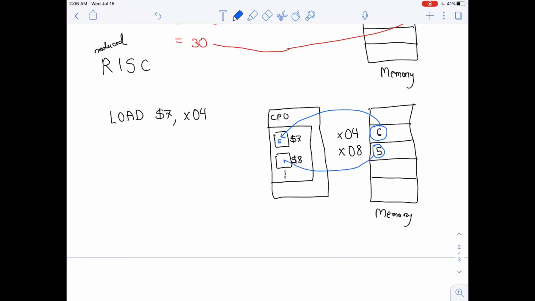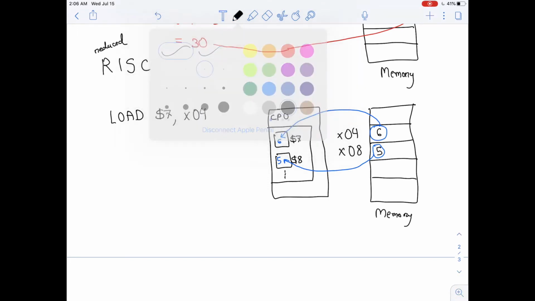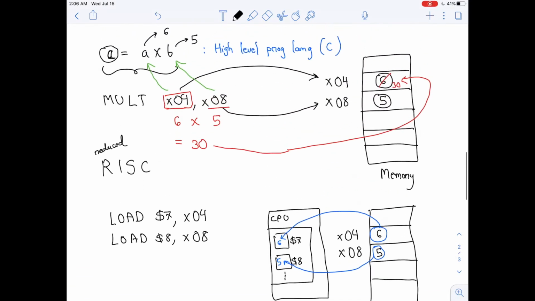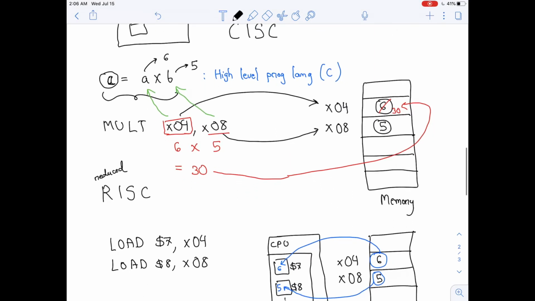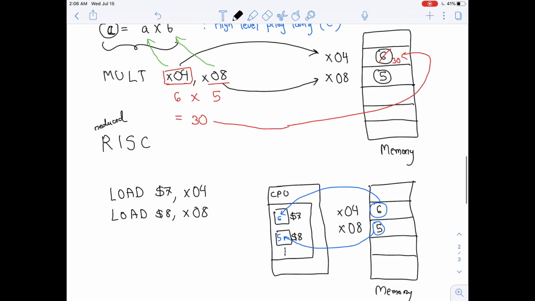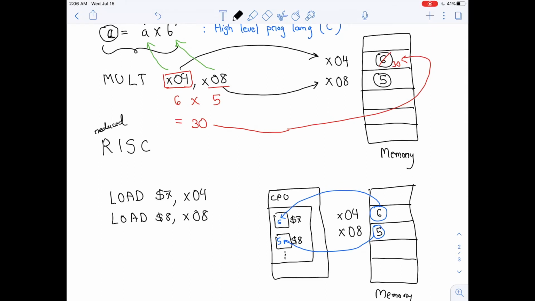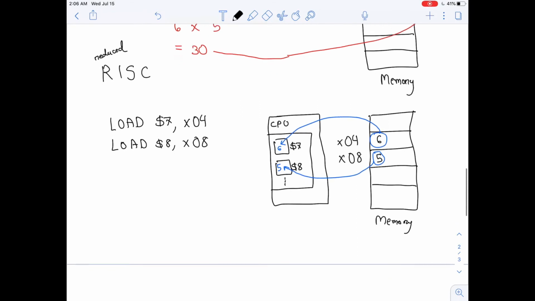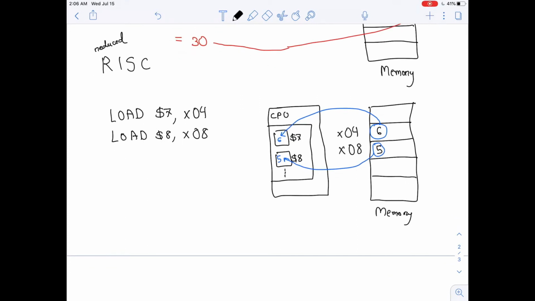If I want to store 5 here, I would need to write something like this: load $8 x08. Basically it means load the contents of memory address x08 into the $8 register. The same thing was happening in the CISC instruction as well, but it was all being done on its own. You did not have to take care of this. CISC was doing all of these things within one single instruction. So basically you cannot directly carry out operations on memory. You have to first load the values into a register inside your CPU or processor. Then you would finally carry out the operation.